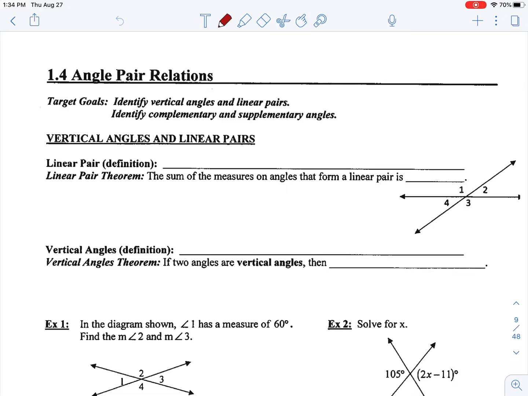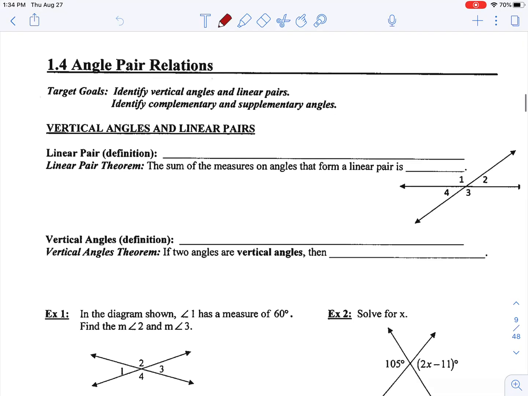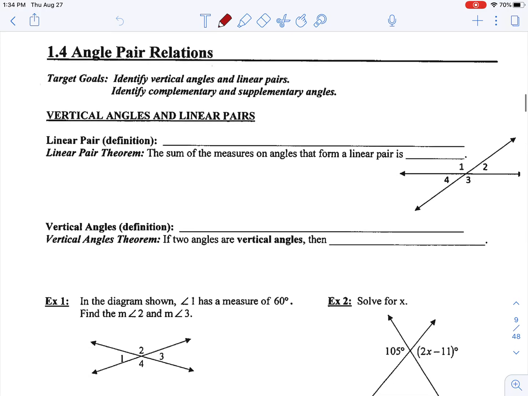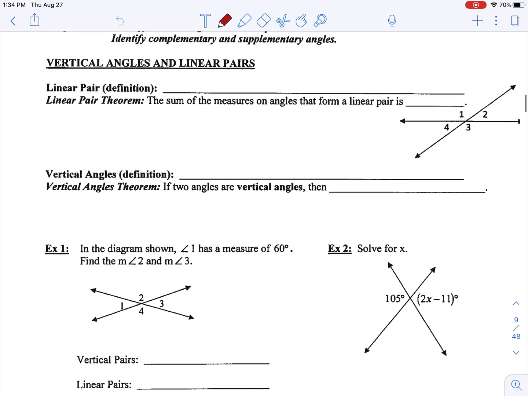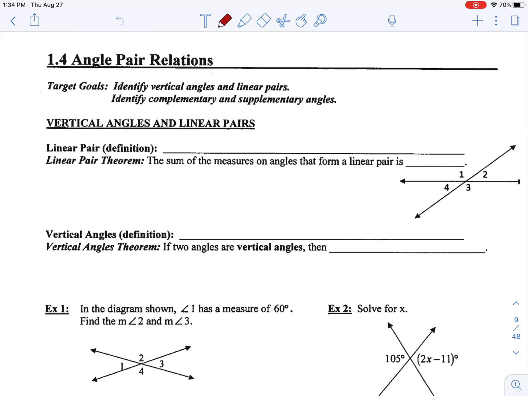Hi, we're going to talk about angle pair relations: vertical angles, linear pairs, complementary and supplementary angles. We're on page 9 of the packet. So let's start with the linear pair.